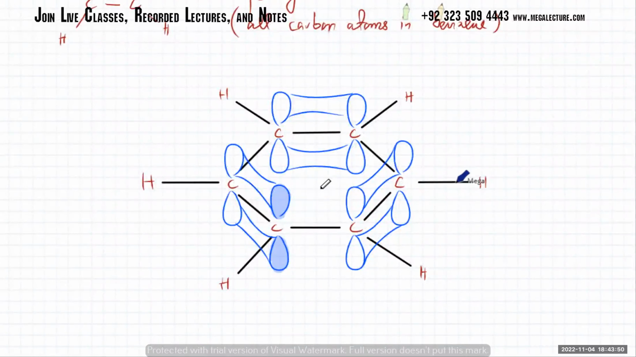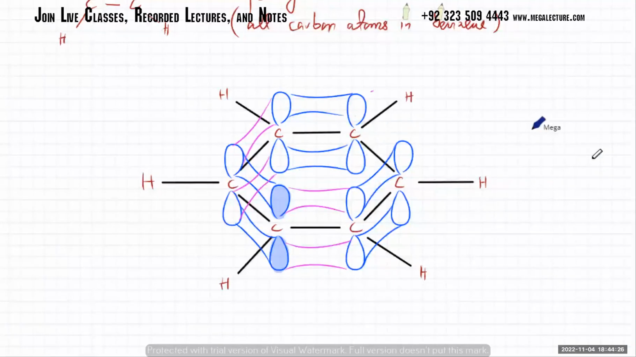Let me draw it with a different color. So these two can also overlap with each other, right? Similarly, if this orbital is overlapping with this one, this can also overlap with the one on the top. So these two can overlap with each other, right? And why don't they start overlapping? So the end result is that you don't actually get 3 pi bonds. What you get is a system of pi bonds where all of them get mixed up.